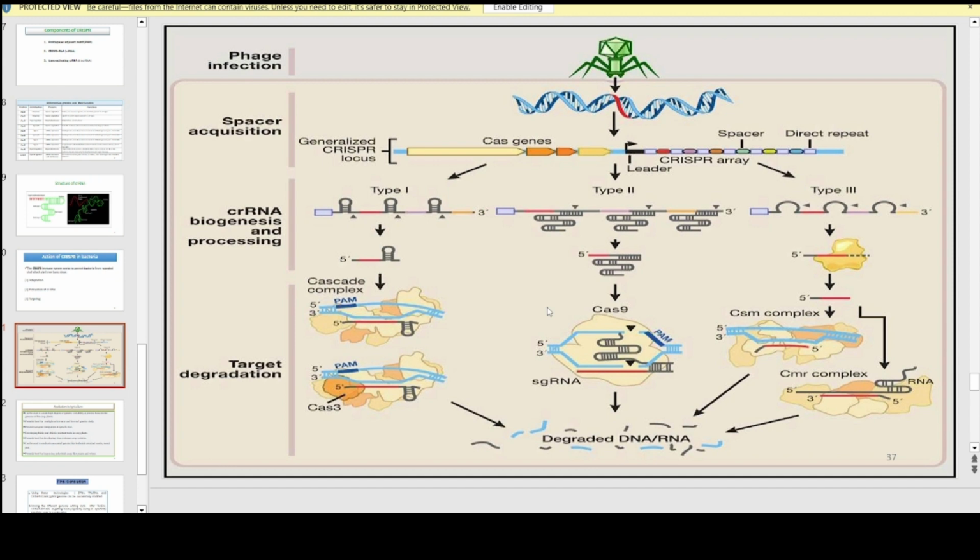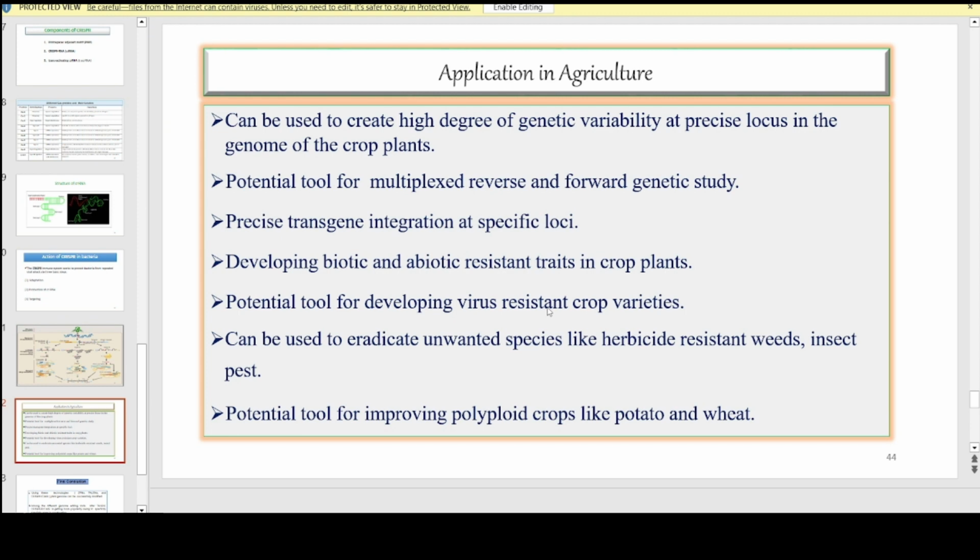Let's come to how the mechanism works in genome editing. These are the total content of gene modifications and gene editing, the types and ingredients. Some applications are in agriculture, where we are using gene editing. It can be used to create a high degree of genetic variability at precise loci in the genome of crop plants. It can be used to eradicate unwanted species like herbicide-resistant weeds and insect pests. There are so many applications of genome editing in agriculture.